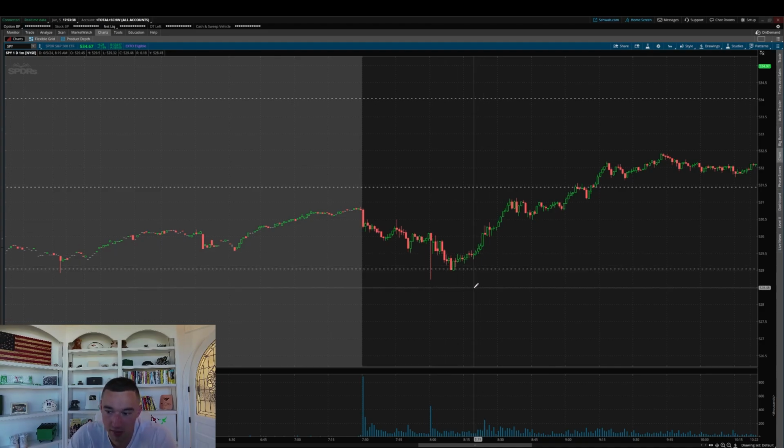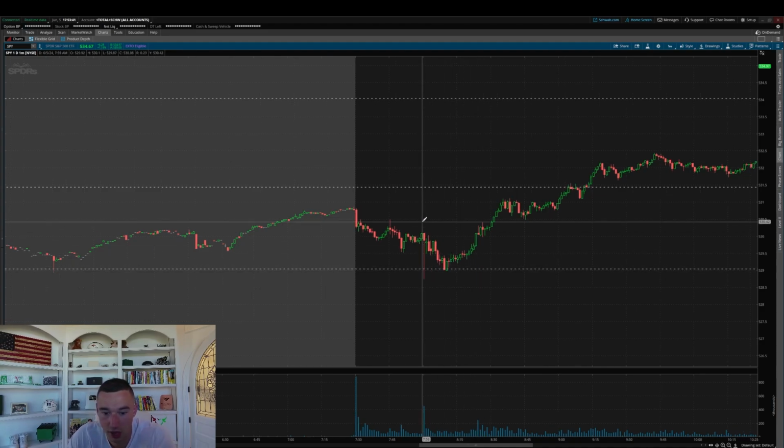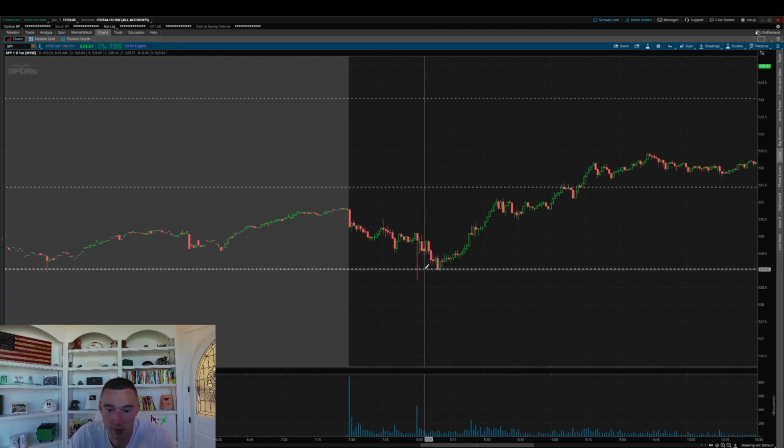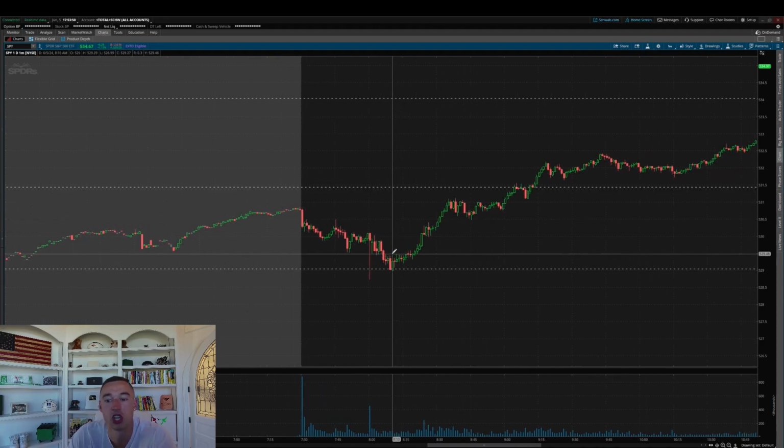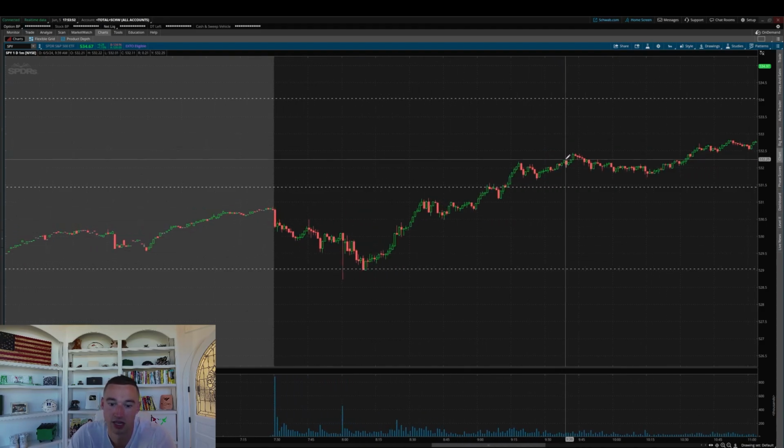529 to 528.5. So we see this, right? We see this push up here, this back and forth. We build our base at 529 and we slowly make our way up before breaking through this opening range. And that's where the fun starts to happen.